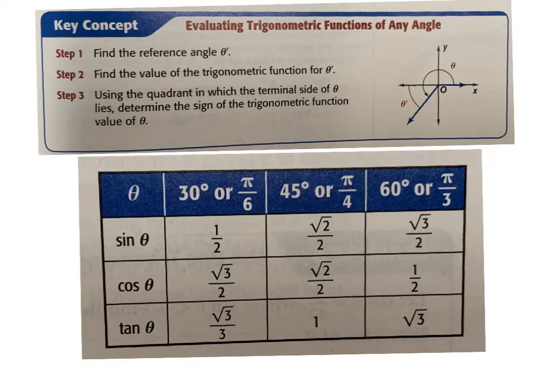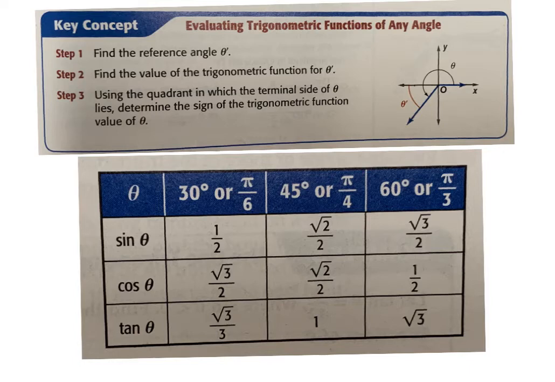Valuing trig functions of any angle. So the first thing you want to do is find the reference angle. If the reference angle is one of these common angles, 30 degrees or pi over 6, 45 degrees or pi over 4, and 60 degrees or pi over 3, you need to memorize the sine, cosine, and tangent of these three angles. You will see it on your unit circle that we're about to do over and over and over and over. You need to memorize the sine, cosine, and tangent of these three angles. This chart must be memorized going forward.